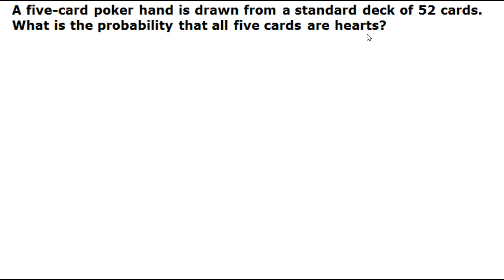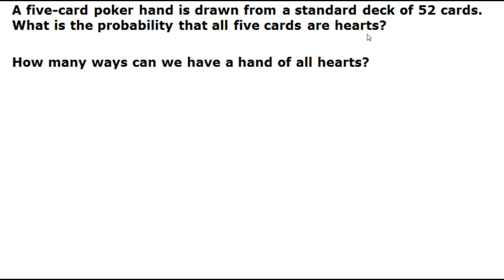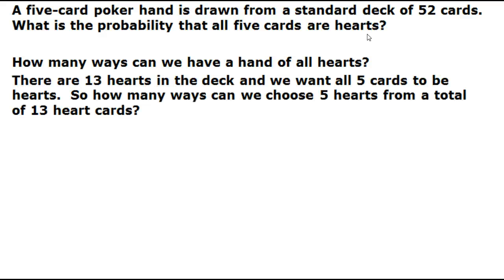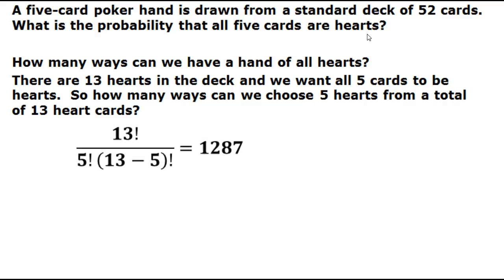In order to calculate that, first we're going to have to determine how many hands we can have of just hearts. So how many hearts are there? Well, there are 13 hearts in a standard deck. So we're going to have these 13 hearts. How many different hands of 5 can I get from 13? So we're going to do a 13 choose 5. Okay, so 13 choose 5 gives us 1287.